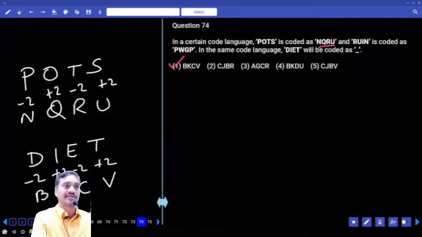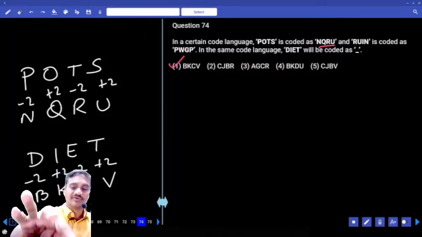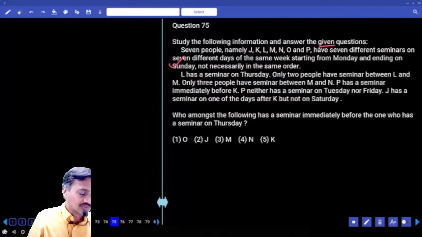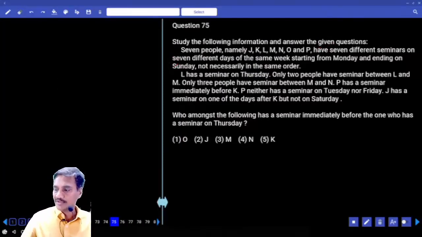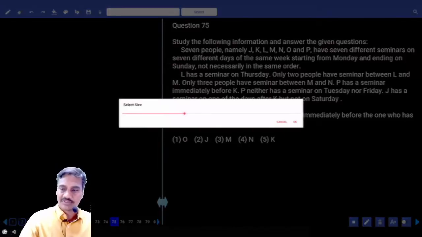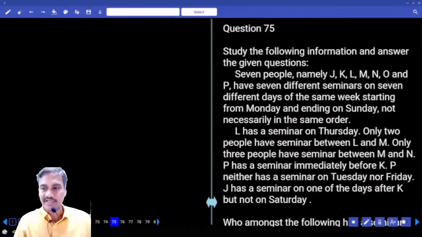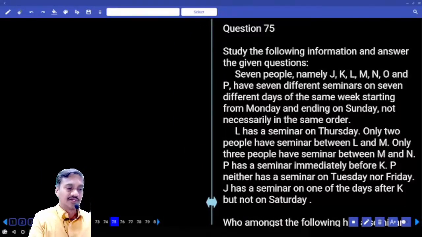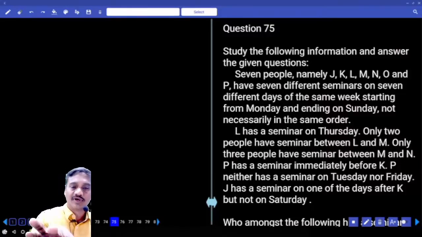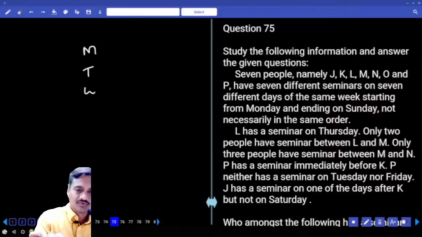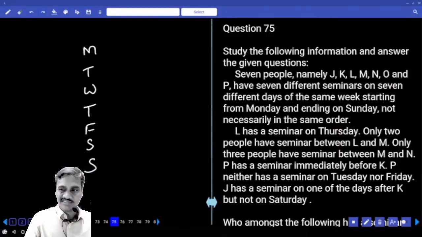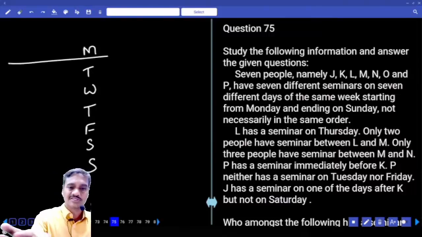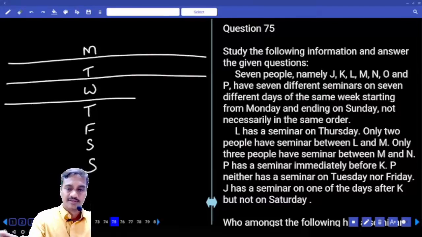Then 75 to 79, Japan. Now in this 75 to 79, it comes under which category? First priority or the second priority? Now here how many persons are there? Now 7 persons. Now 7 people, namely J, K, L, M, N, O, P have different seminars on 7 different days. 7 different days were given. Hence it must be under the first priority because there is no other parameter added to this one. And starting with Monday, Tuesday, Wednesday, Thursday, Friday, Saturday and Sunday. Monday to Sunday.